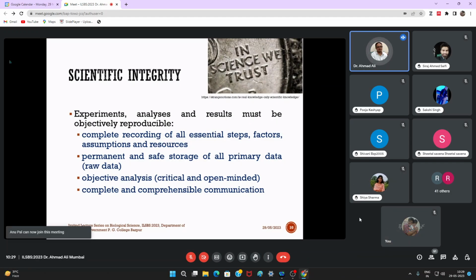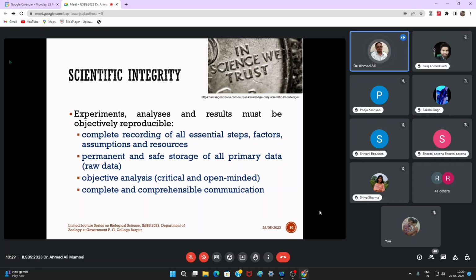So now, if you are publishing a paper or writing results, you are supposed to provide the raw data whenever you are asked. So, permanent and safe storage of all primary data. Tomorrow you cannot say that I will not give you the raw data for this. Objective analysis, critical and open-minded. You cannot afford to be biased about that.